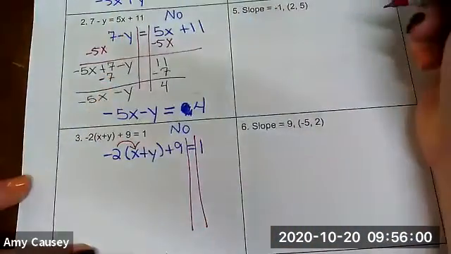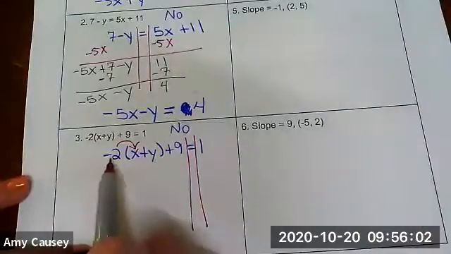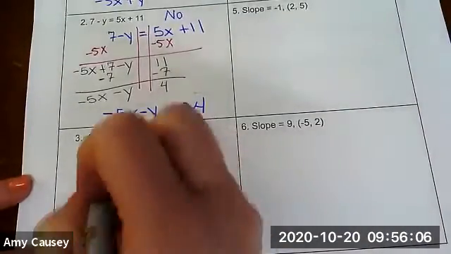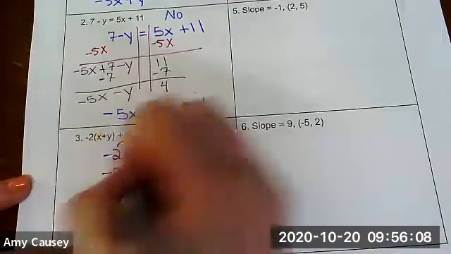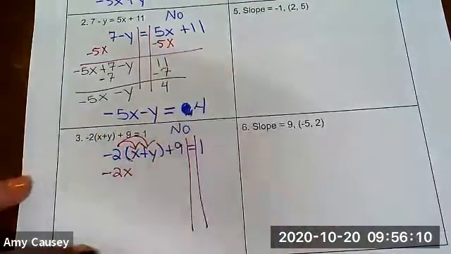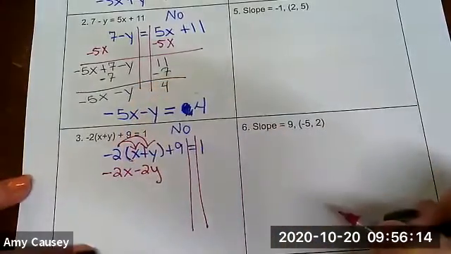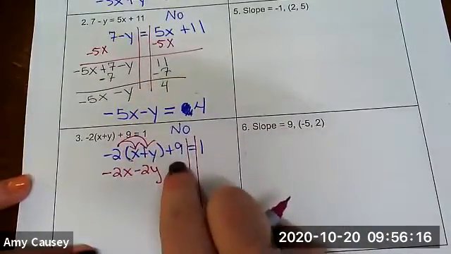Very first thing I'm going to do is distribute. I have to because it's being multiplied on the outside of these parentheses. So negative 2 times x is negative 2x. Negative 2 times y is negative 2y. And then I'm going to bring down my plus 9.